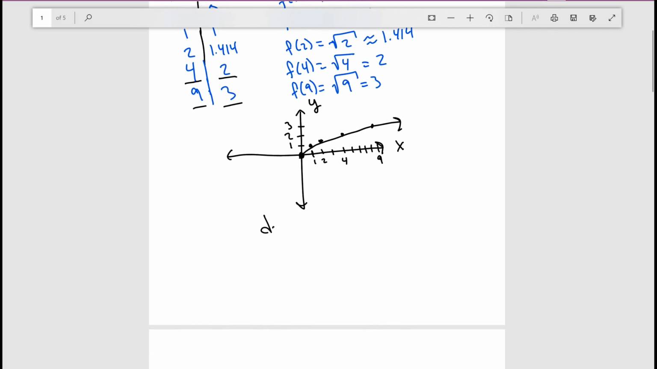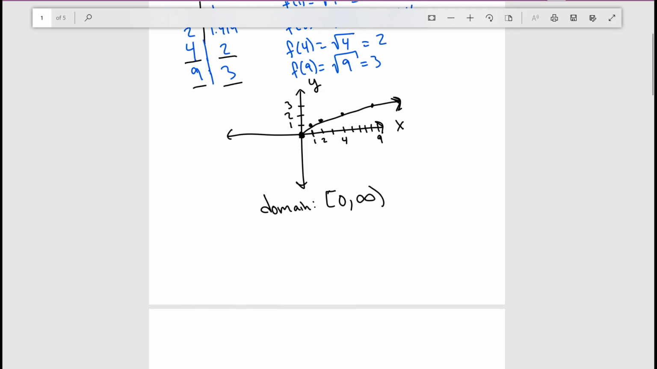Here, the domain. My domain is going to be from 0 all the way to infinity, because it's in the x values, it starts at 0 and then it goes all the way to infinity.